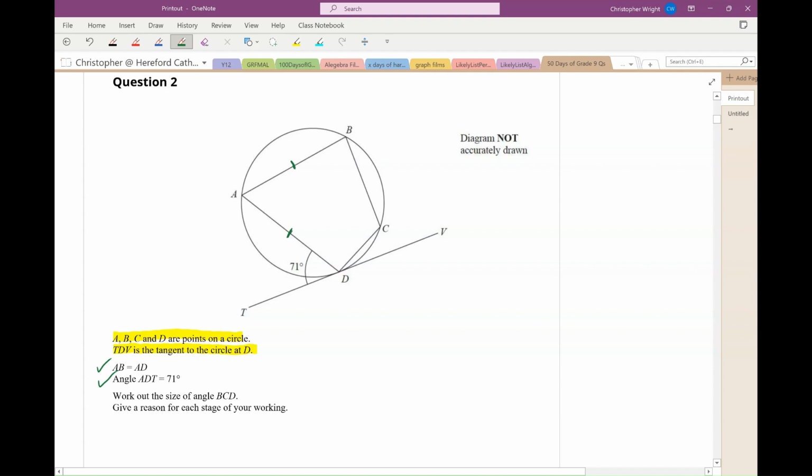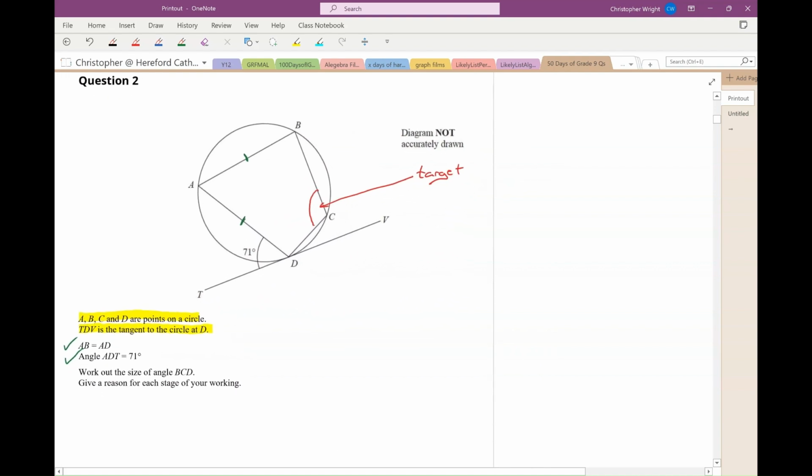Work out the size of angle BCD. Right, this angle BCD, that is my target angle there. Okay. Give a reason for each stage of your working.